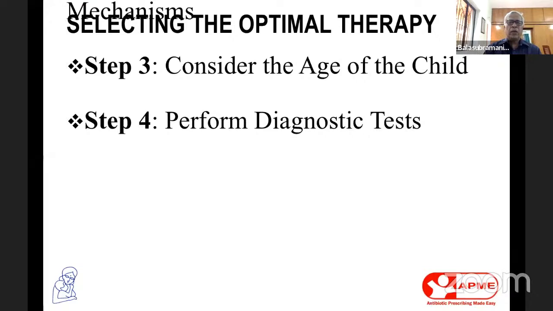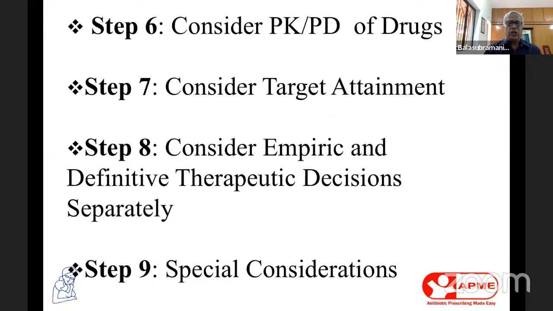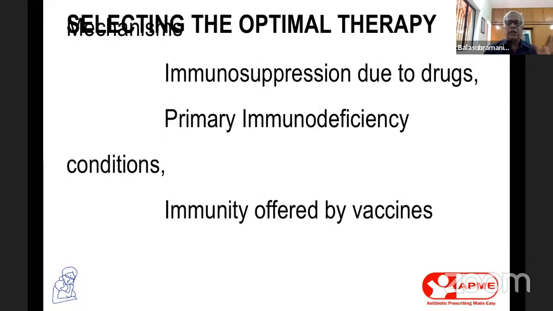Before you select the optimal therapy, you take the remaining steps. You must consider the age of the child and then perform the diagnostic test. And then you should consider PK/PD of drugs. You should consider target attainment. I'll describe later one by one. You should also consider empiric and definitive therapeutic decisions separately. And there must be some special considerations like liver disease, immunocompromised state, renal disease, etc.